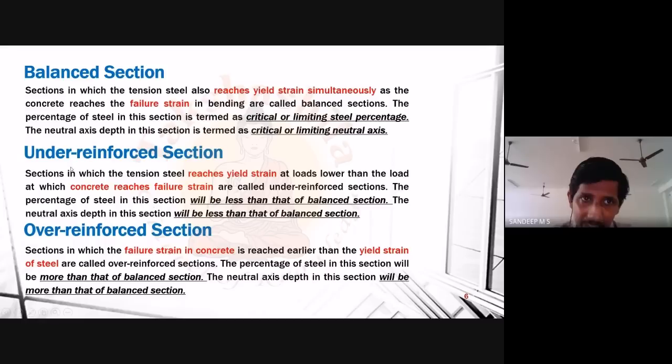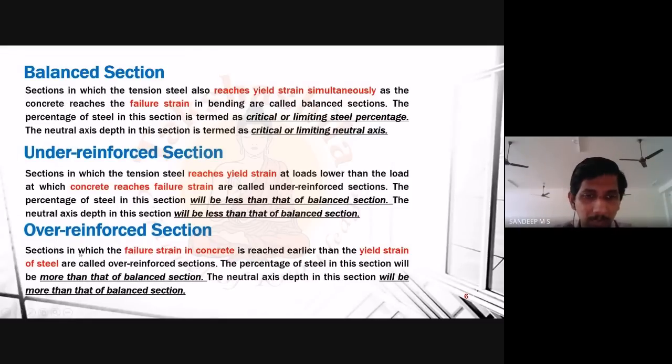Then coming to under reinforced section, it is a section in which steel reaches yield strain at a lower load than the load at which concrete reaches the failure strain. Okay. Then the percentage of steel in this section will be less than that of balance section. As the name suggests, the percentage of steel will be less here. Then the neutral axis depth in this section will be less than that of balance section.